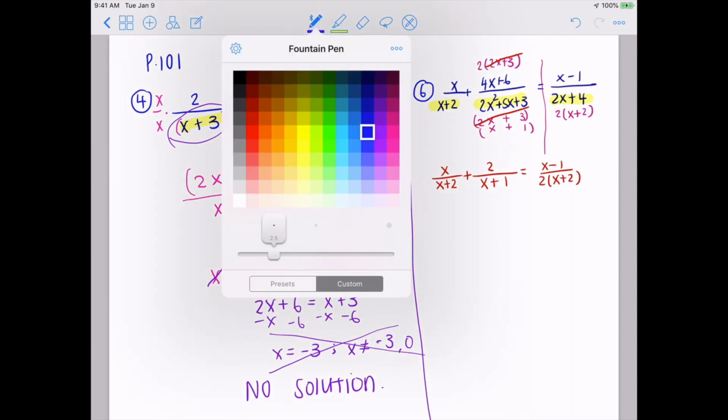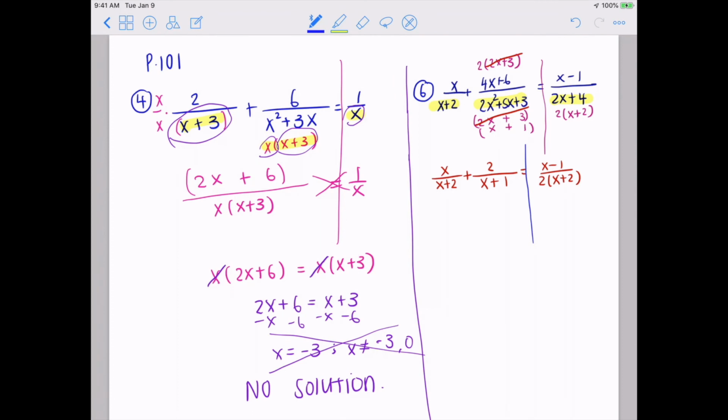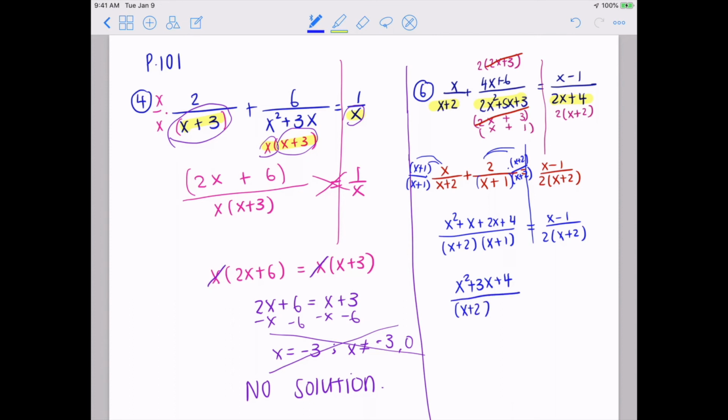Okay, so to make a common denominator on the left side of the equation, I can multiply x plus 2 and x plus 1. So that means the first fraction we're missing an x plus 1. The second fraction we're missing an x plus 2. Okay, so x times each of that, 2 times each of that, we get x squared plus x plus 2x plus 4. And it still equals x minus 1 over 2 times x plus 2. Keep going, x squared plus 3x plus 4 over whatever is in the denominator.